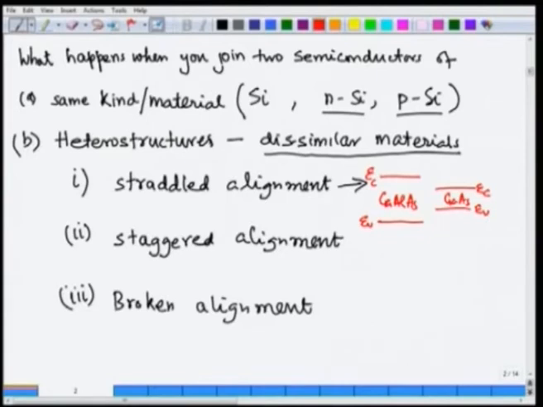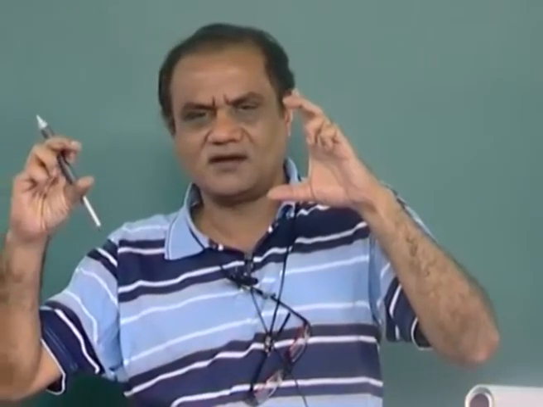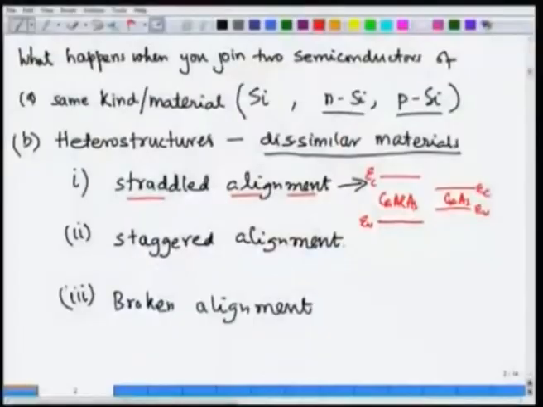So this was a smaller band gap, and this straddled alignment means that within the large band gap, the second material has its alignment somewhere in the middle, between its EC and EV, as I have shown in this picture. In contrast, you could have this staggered alignment, in which case if one material's band gap is like this, EC, EV, then the other one has an EC and EV which looks like this.